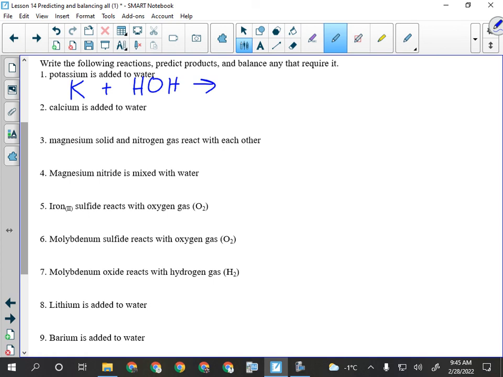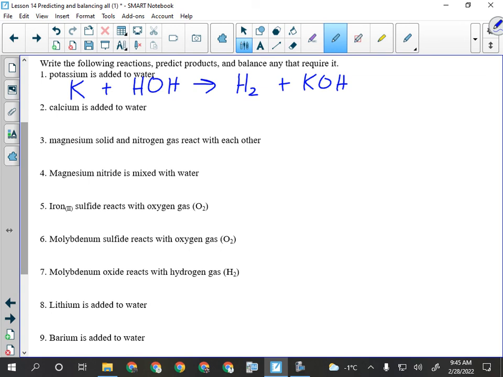It's a single replacement reaction. In a single replacement reaction, potassium is a metal, so it'll replace the hydrogen, and I'll be left with H2 and potassium hydroxide. That's what happens in that reaction. You get a highly basic solution and hydrogen gas.